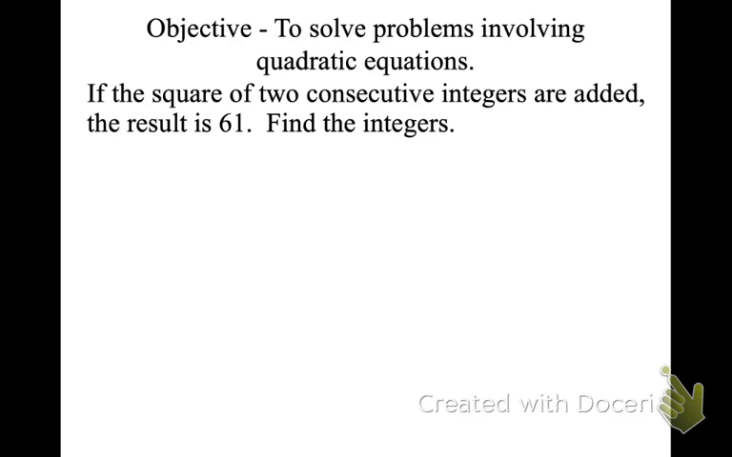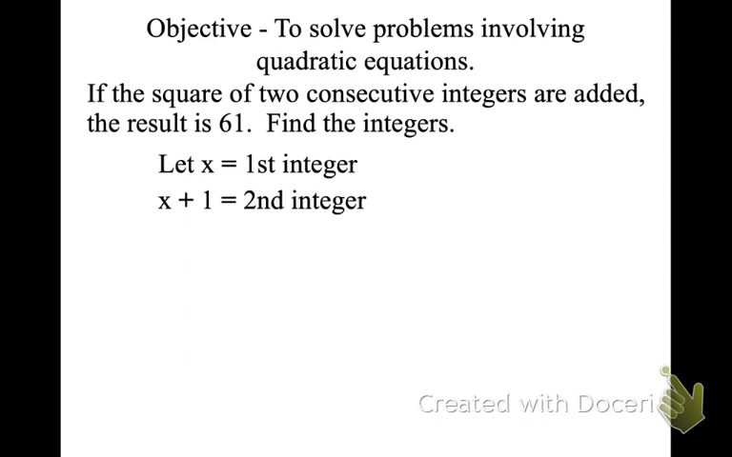So, what do we call the first integer? If we don't know what it is, we call it x. And what do we call the second one? It's two consecutive, not even, not odd. So if it's consecutive, we call it x plus 1. Okay? So if the squares of them are added, we have to square the first one, x squared, and then square the second one, x plus 1 squared, the quantity. The result is 61. There's my equal sign.